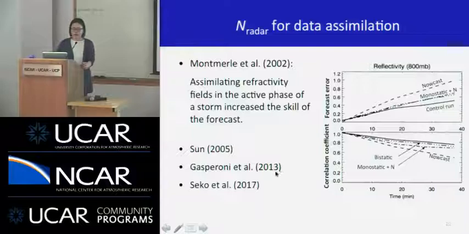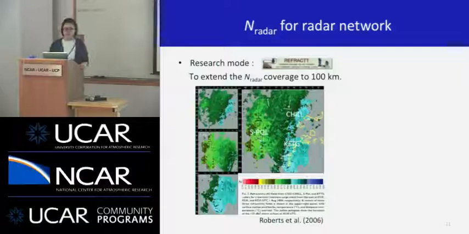In OU, people want to use that for initial conditions for convection initiation, and then they also found that if you assimilate the refractivity, it will improve the convection initiation. And recently in Japan, they also want to do some storm forecasting. And furthermore, we know the refractivity has gradually moved from case analysis to model simulation.